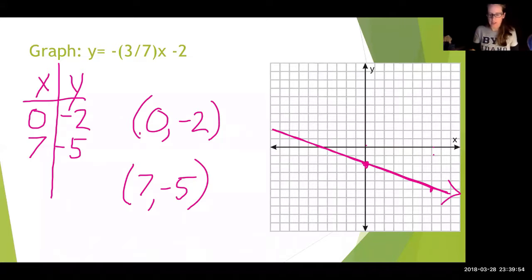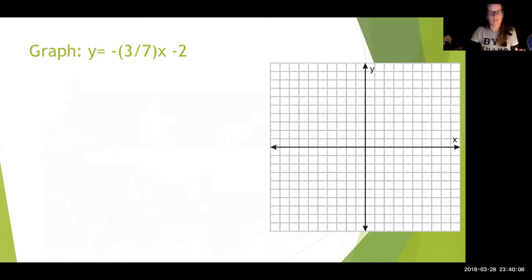Yay, so pretty. All right, there's our line. We're going to get into this more later, but that has a nice negative slope to it. Okay, so we graph that. Let's go on to the next one.